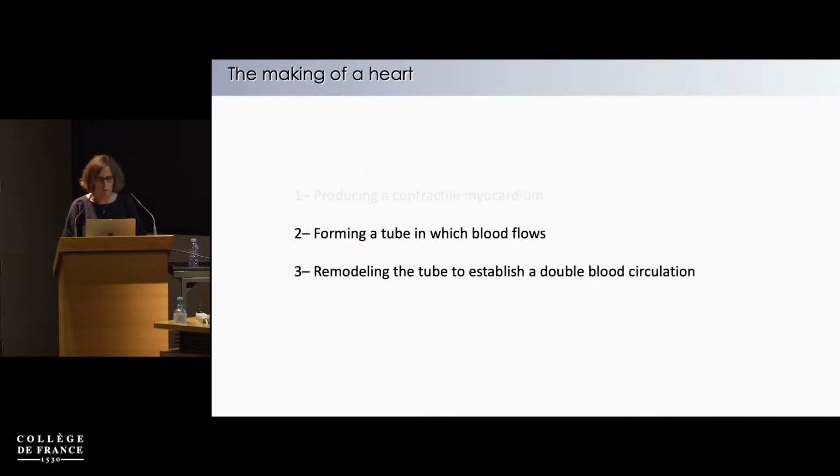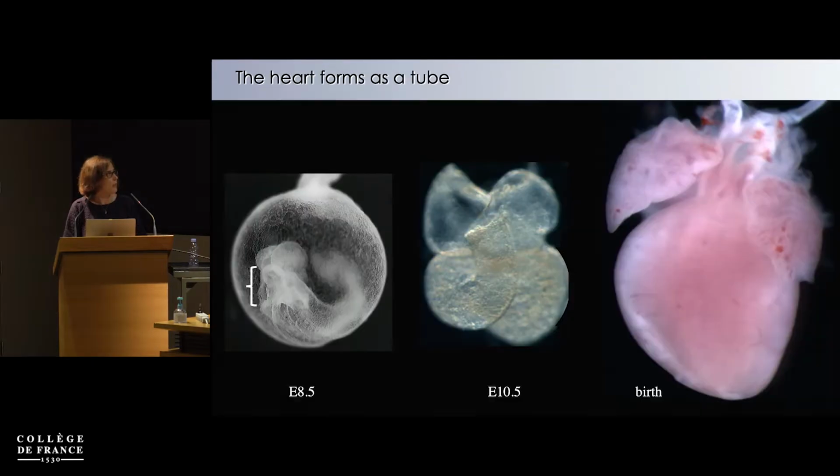But for the heart to be functional, you need to have blood flow inside, and the way the embryo does it is by forming a tube. So these are representations of the heart at different stages of mouse development. So this is the heart as you know it at birth, with the 2 atria and the 2 ventricles. But when you look earlier in development, you can still distinguish the 2 atria and the 2 ventricles, but you can appreciate that this structure is mainly a tube, a tortuous tube at this stage.